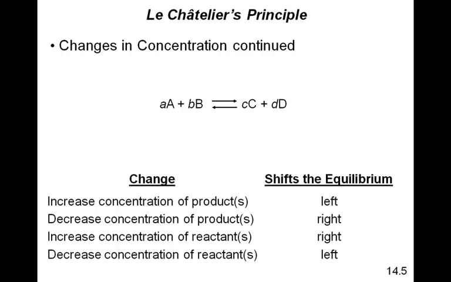So in summation, if we increase the concentration of the product, it's going to shift to the left to try to make more reactants to reestablish equilibrium.